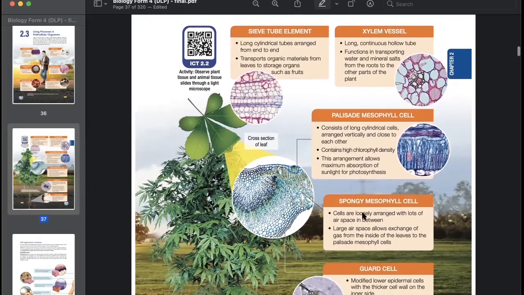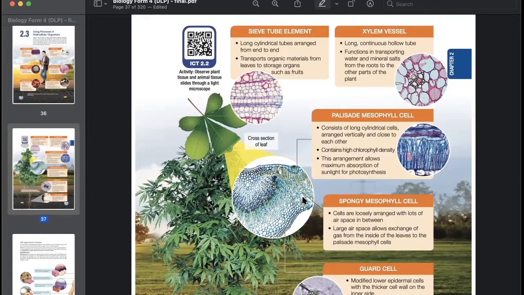Okay. Lepas tu spongy mesophyll. Ni awak tengok. Spongy mesophyll ni dia bulat-bulat. So the cells are arranged loosely. Macam ni dia disusun rapat-rapat kan. Yang ni loosely. Maksudnya ada gap lah between one another. Untuk apa? Untuk menghasilkan air space. So bila disusun jauh-jauh, awak tengok ni ada ruang kosong ni kan. This will create air space.